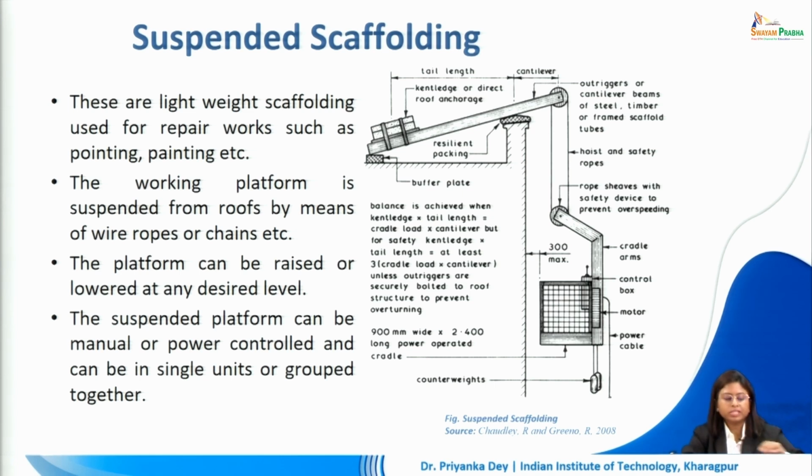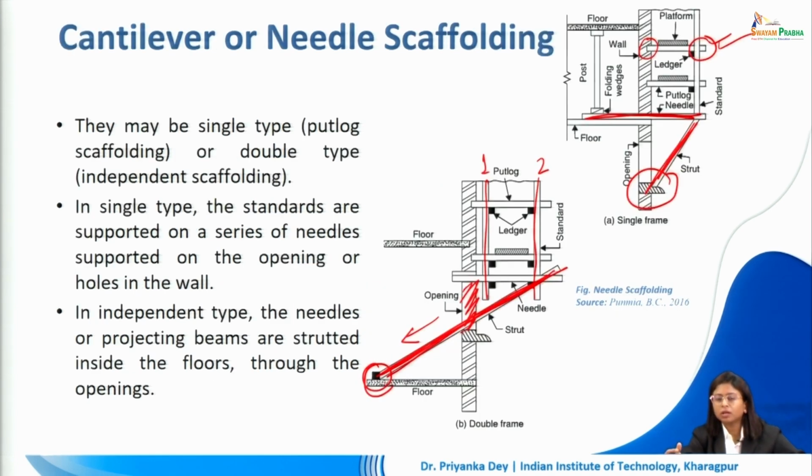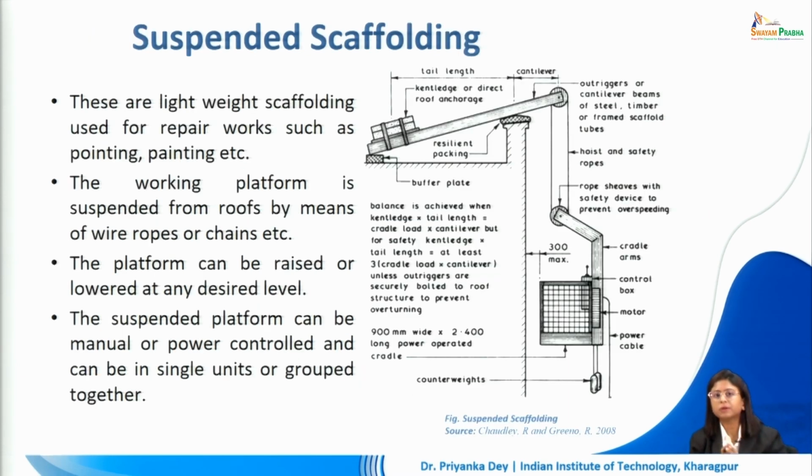Now independent scaffolding, which we just took a look at, cantilever or needle scaffolding also is not taking support from the ground. This type of scaffolding is actually being placed at a level higher up. We are taking support from openings or from inside the room. It is not taking support from the ground like the single and double scaffolding that we had taken a look at previously, where the standards are being supported on the ground. In this case also it is taking support from inside the room at a higher level, but still we should not confuse this with the next type, which is the suspended scaffolding.